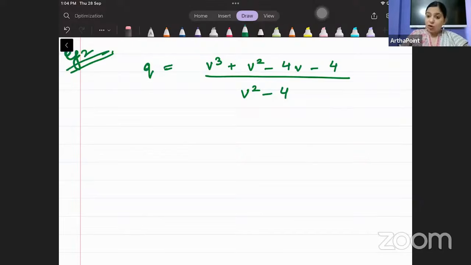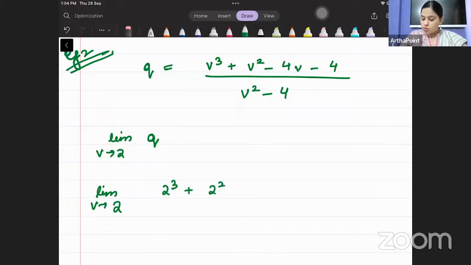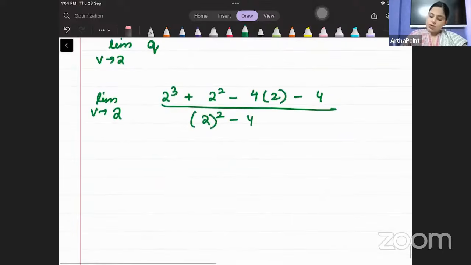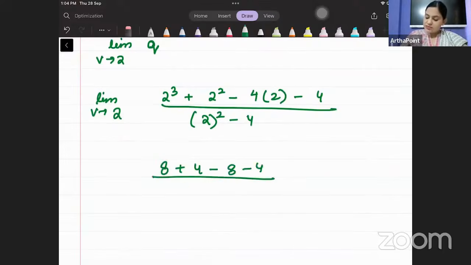So what do we do? At what values? Limit v tends to 2, evaluate the function. What do we have to evaluate, beta? Limit v tends to 2, evaluate the function. So what will come, beta? Limit v tends to 2, 2 cube plus 2 square minus 4 into 2 minus 4 upon 2 square minus 4. So beta, this will be 8 plus 4 minus 8 minus 4 upon 4 minus 4.